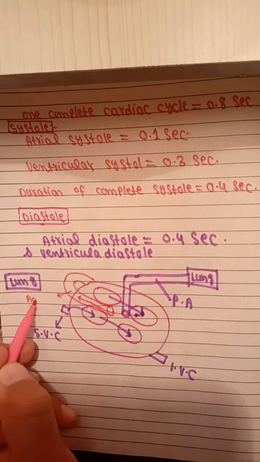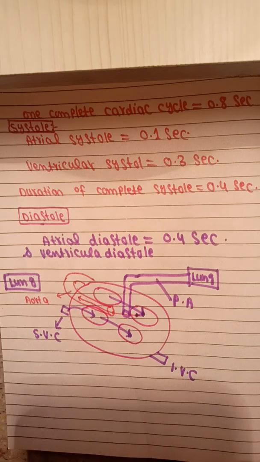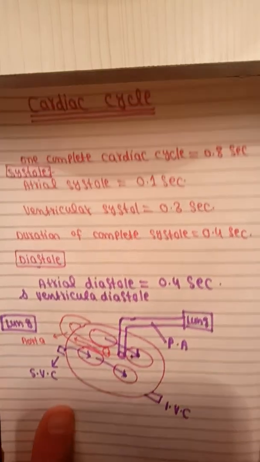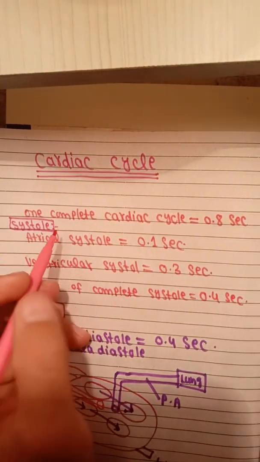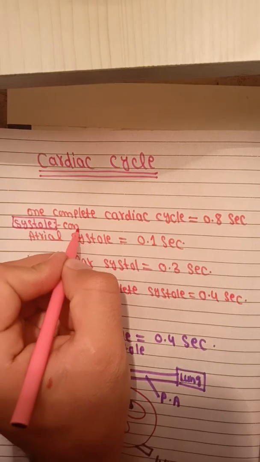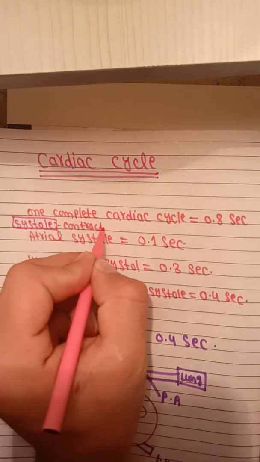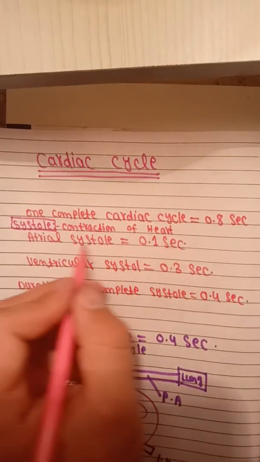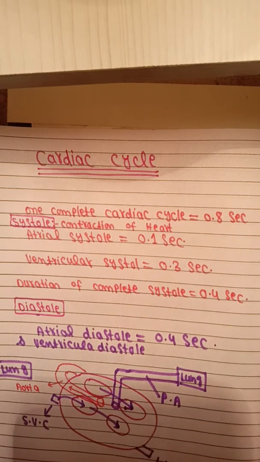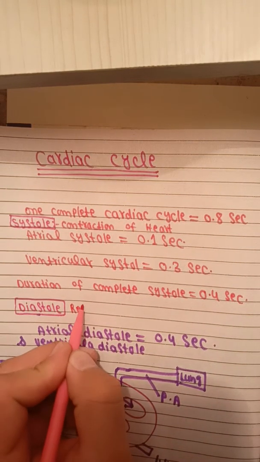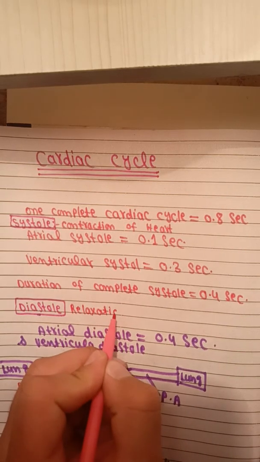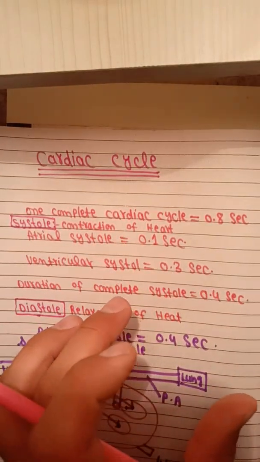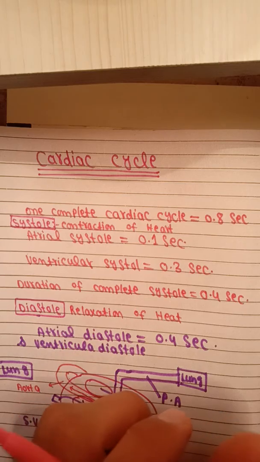This is the aorta. Now, what is systole and what is diastole? Systole is the contraction of the heart muscle. Simply we write here, contraction of the heart is called systole. And what is diastole? Diastole is the relaxation of the heart muscle.